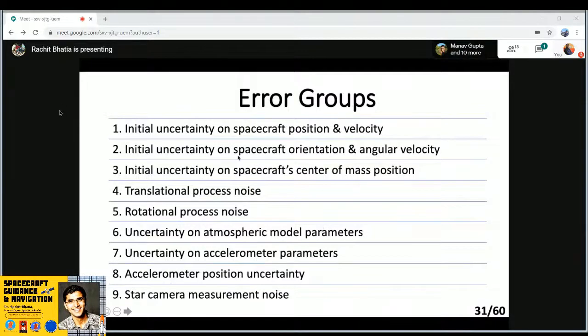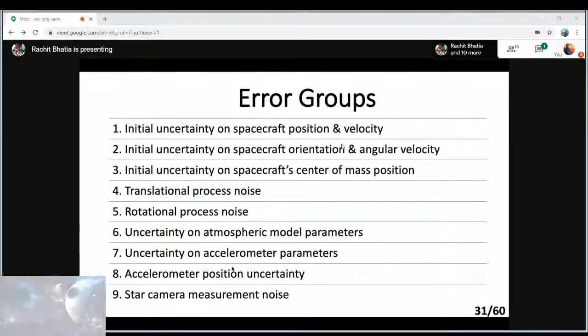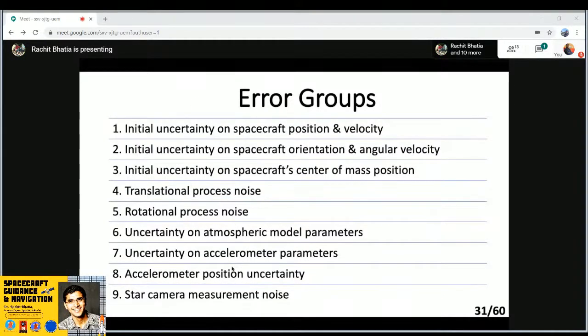So I have some initial uncertainty for spacecraft position, velocity, orientation, angular velocity, etc. So I've switched on all these error groups and I run the simulation. I get some final error. Then I rerun the simulation where I switch off all the other error groups but one, say the very first one.